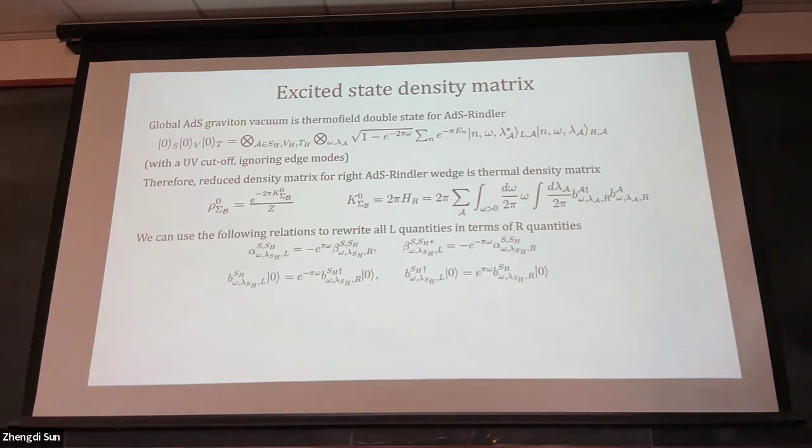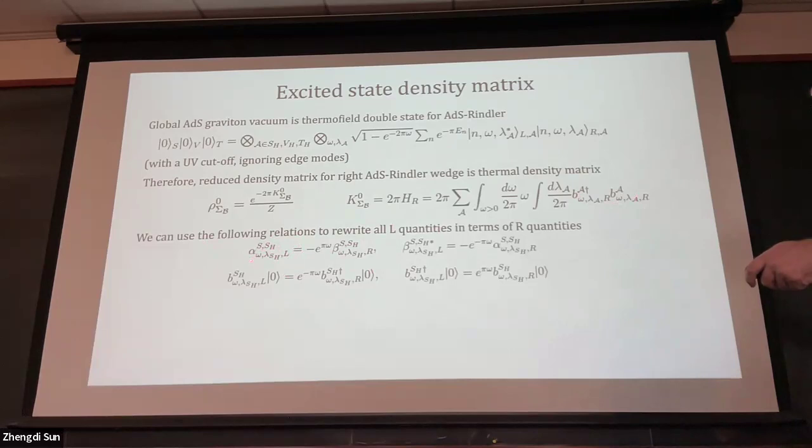Good. So quantities acting on the left can be rewritten as quantities acting on the right. These Bogolyubov coefficients relate the global creation and annihilation operators to the Rindler annihilation and creation operators. So the A dagger for the global Hilbert space can be related to the Rindler modes B dagger by these Bogolyubov coefficients alpha and beta. And it turns out that you only need the scalar mode of the Rindler Hilbert space.